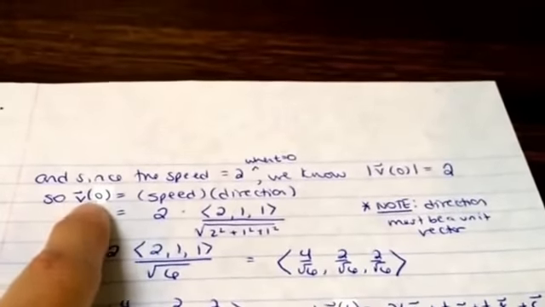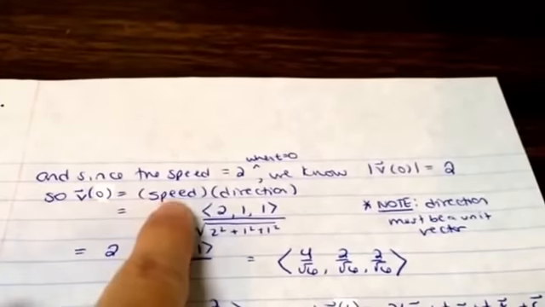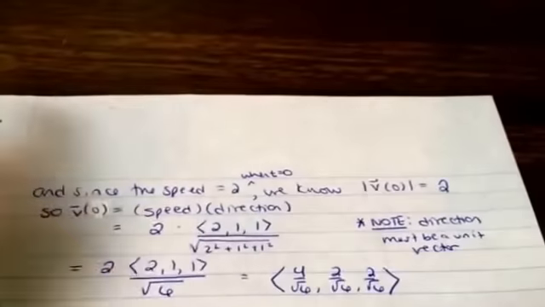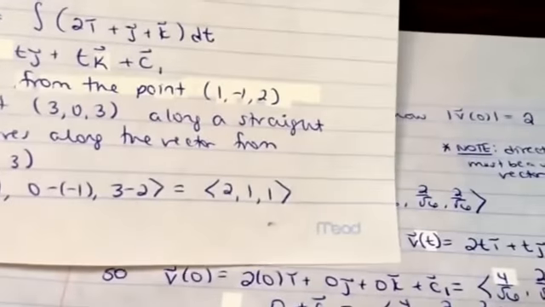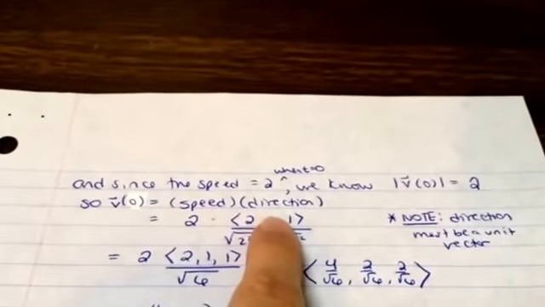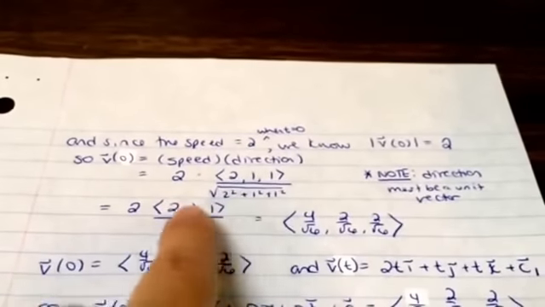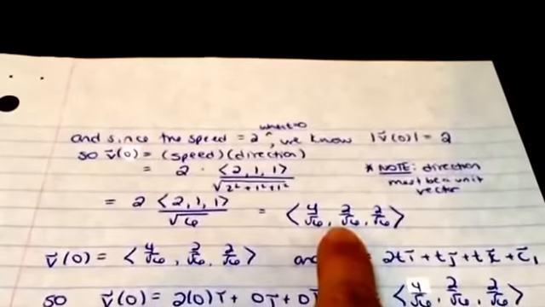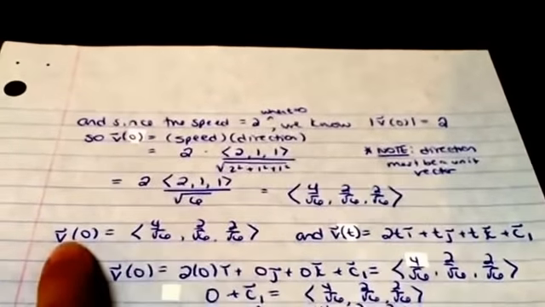12.1 maybe, that the velocity vector can be broken down into speed times direction. So the speed is 2. And then the direction, remember this vector from the previous page, direction has to be a unit vector. So you take that vector and make it a unit vector, and then you're multiplying it. So speed times direction, multiply, and you get this. So this vector would be the velocity vector at 0.